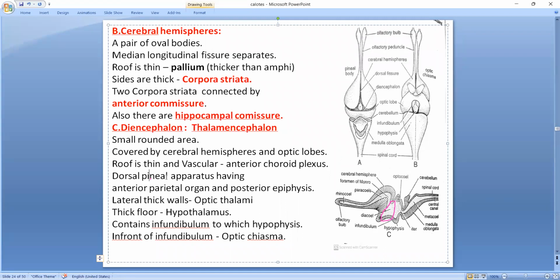Anyway, the dorsal pineal apparatus has an anterior parietal organ and a posterior epiphysis. This is only seen in reptiles. Only in reptiles is there a part called the parietal organ.